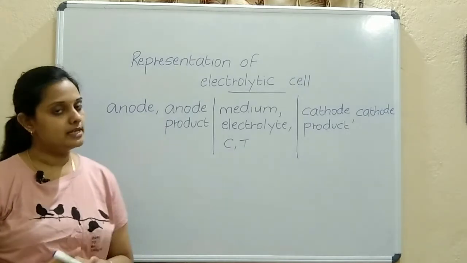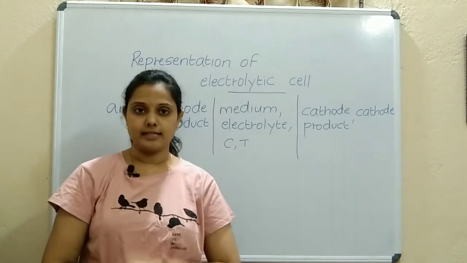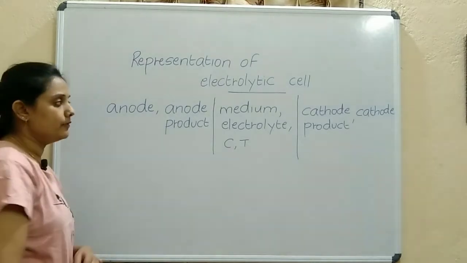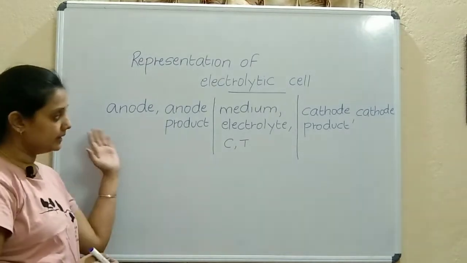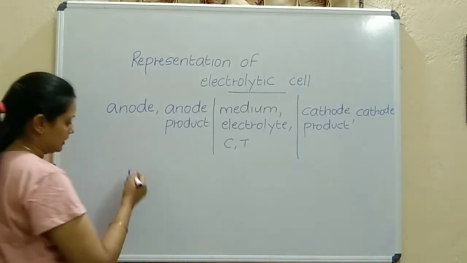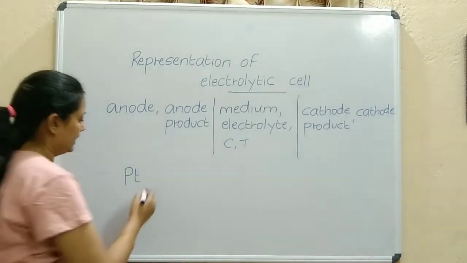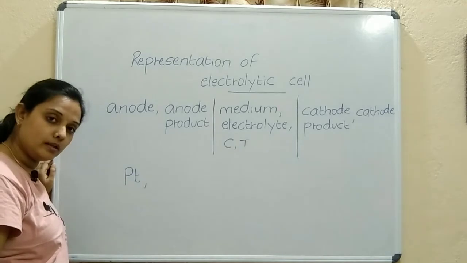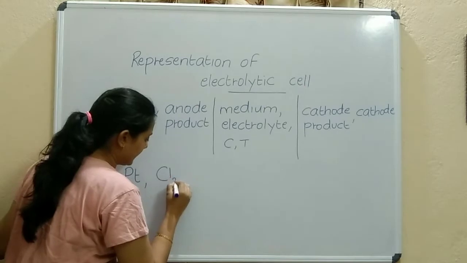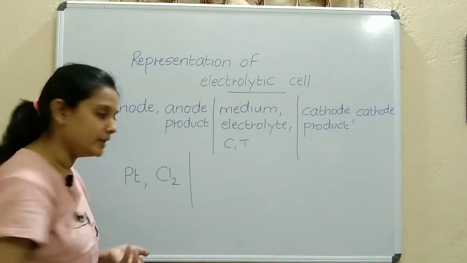I have written only anode and cathode, that means what it is made up of. So just now in the previous cell we saw platinum electrodes, and sodium chloride in the molten form was taken as the electrolyte. If we want to represent that cell in this form, what was the anode made up of? It was made up of platinum. Correct? Okay. What was the product at anode? Correct, oxidation took place, so the product at anode was chlorine gas, Cl2. Then one line. What was the medium? It was molten.